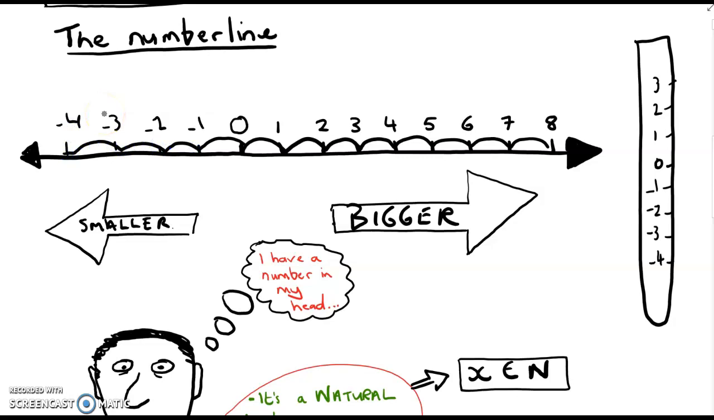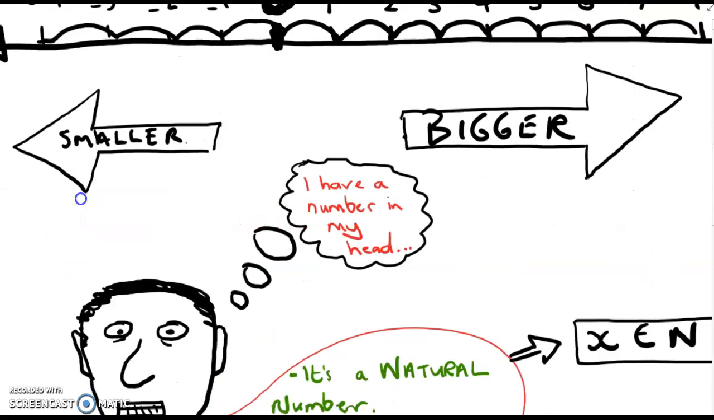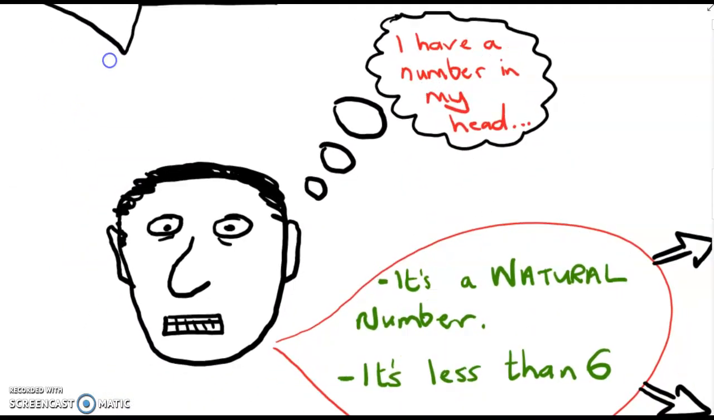A number line contains the negative numbers and the positive numbers, with 0 sort of in the middle, balancing the two. Now, if I were to tell you that I have a number in my head, I'm not going to tell you what the number is, but I'm going to give you a clue as to what it might be.